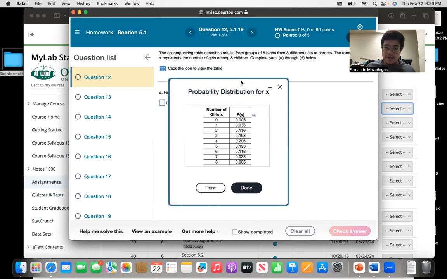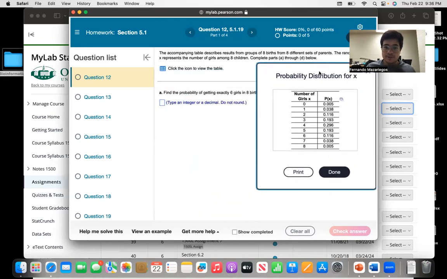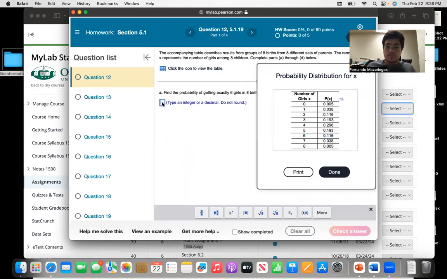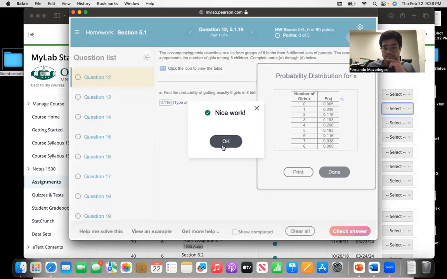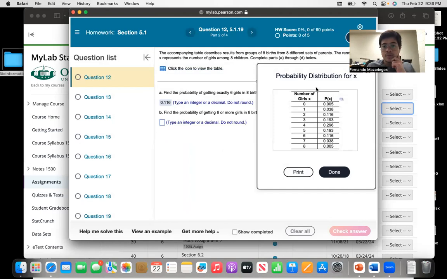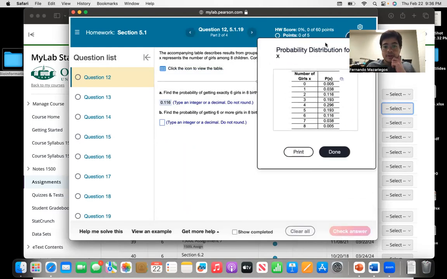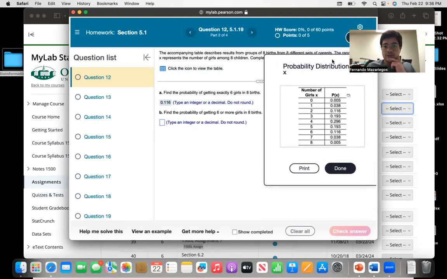In this case, we are being asked to find the probability of getting exactly 6 girls. That means we want the x value to be 6. So that occurs here. So that means that the probability is 0.116. Good. Now find the probability of getting 6 or more girls in 8 birds.